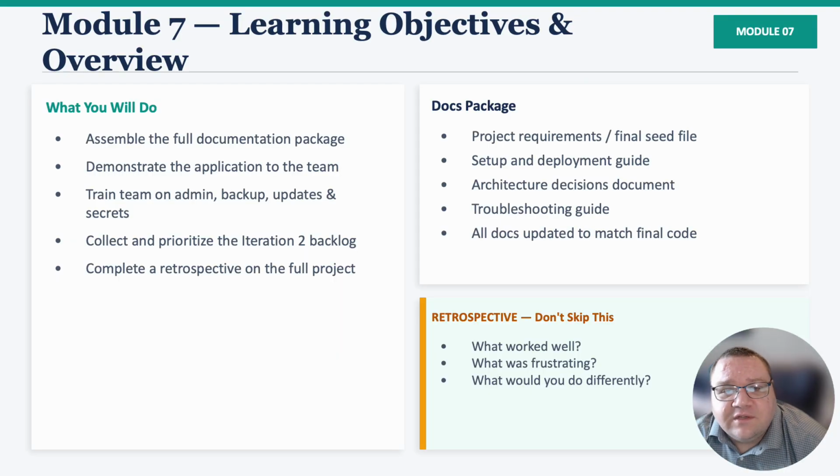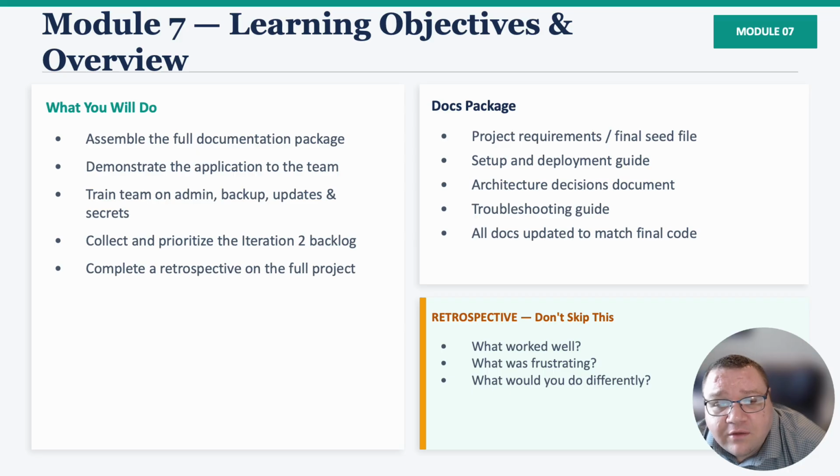In Module 7, you'll assemble the full documentation package. That's five documents: the project requirements and final seed file, the setup and deployment guide, the project steps overview, the architecture decisions document, and the troubleshooting guide. All of these must be updated to reflect the final state of the code, not what you planned to build, but what you actually built. You'll demonstrate the application to the team, and you'll walk through the admin functions with them. You'll explain backup and recovery procedures, how to update the application, and how to rotate secrets and credentials.